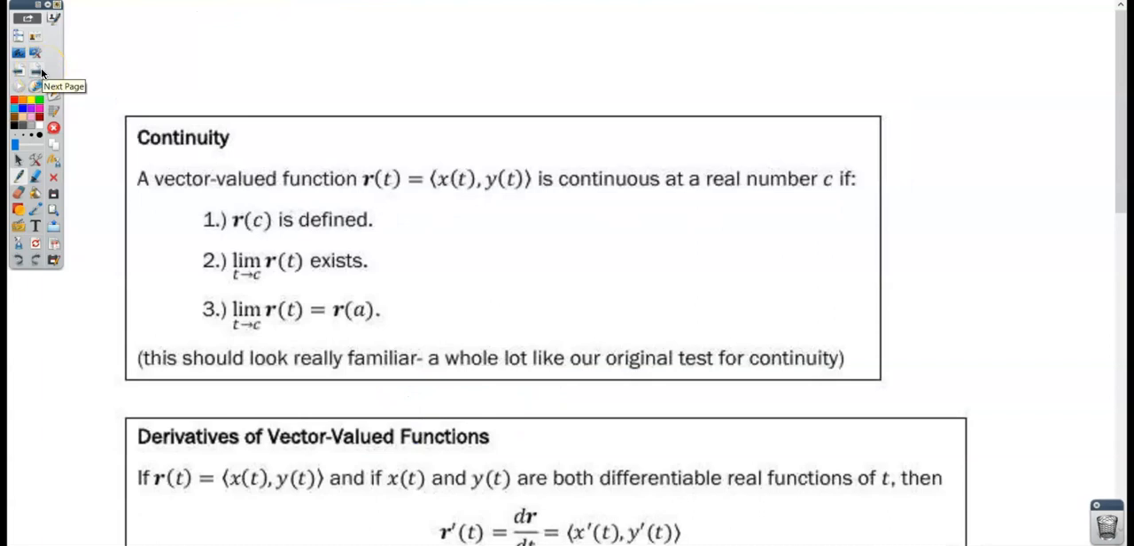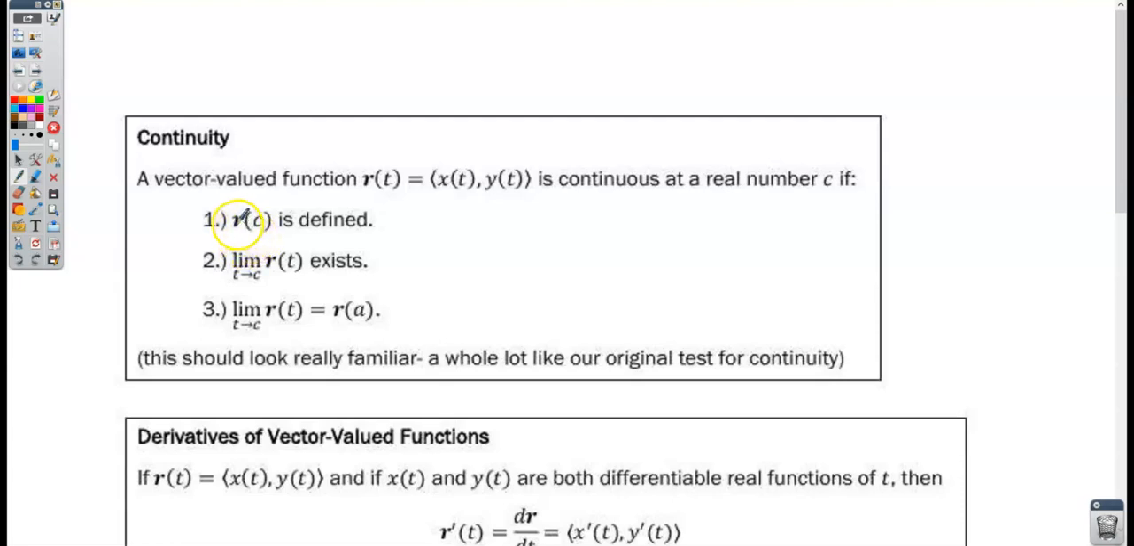Continuity. Here we talk about continuity of a vector valued function. If we have a vector valued function r of t, it is continuous at a real number c if, and I even wrote a note here at the bottom. This should look really familiar. Way back in Unit 1 of AP Calculus, we talked about the 3-step test for continuity. This is identical to the 3-step test for continuity. Instead of it being for a Cartesian function f of x, it's for a vector valued function r of t.